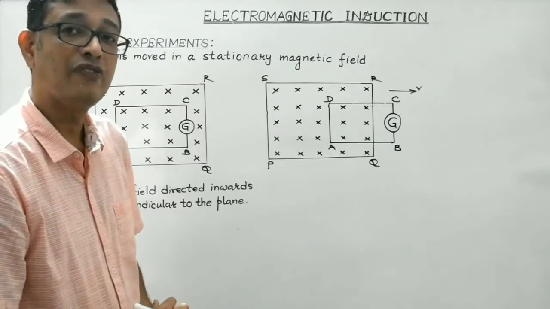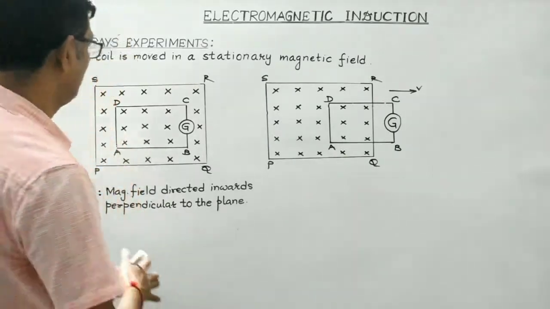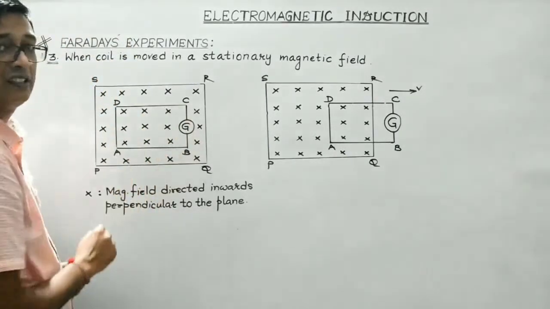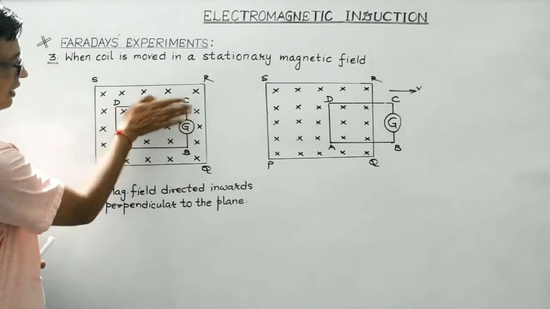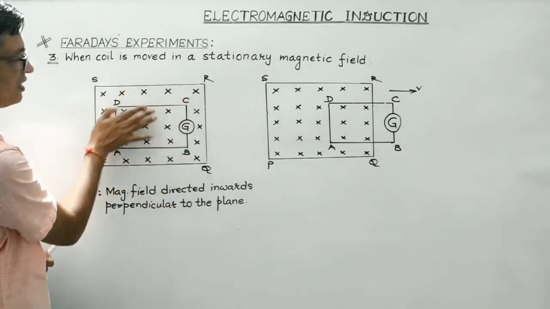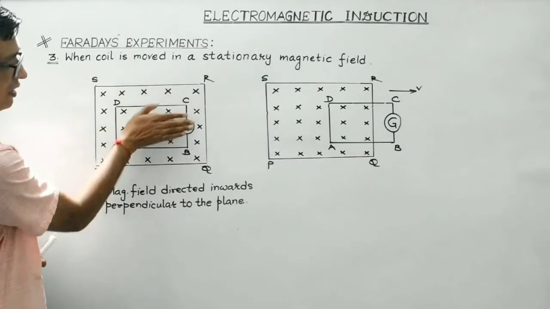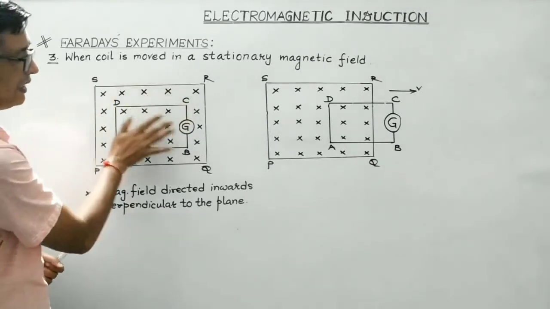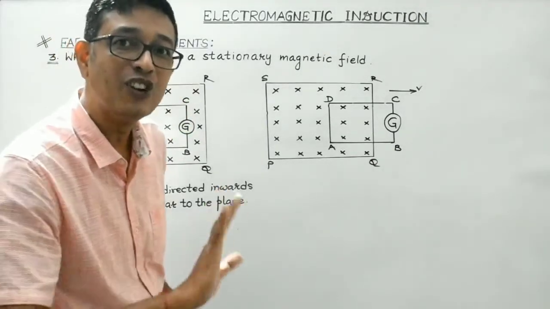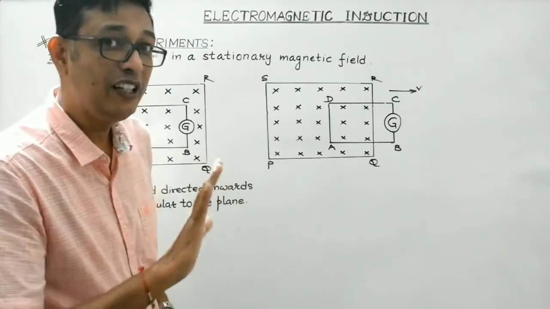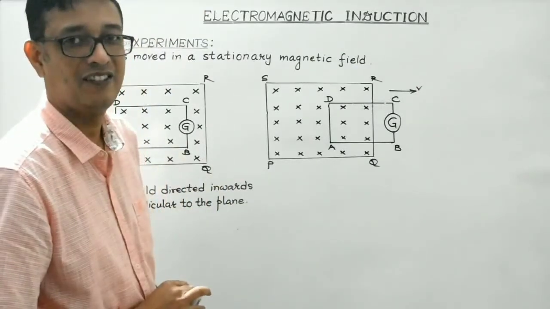Now students, what Faraday observed was, if this coil ABCD is moved inside the region of PQRS, inside the region of this uniform magnetic field, then he found that the galvanometer showed no deflection, that is, no induced current is produced in the coil, right?